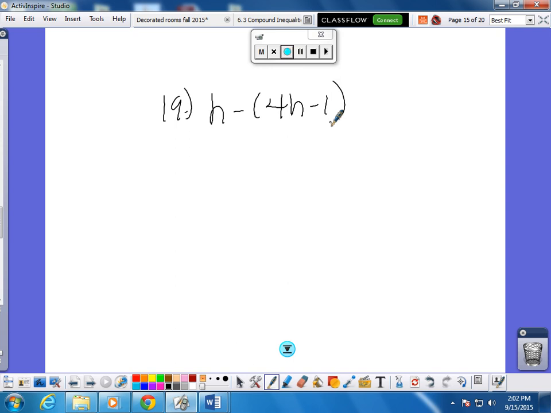Is H the distributive property here? No. Why not? What is separating them? This sign. What does this sign mean? The opposite of. So H I just bring down, and then I find the opposite of a positive 4H, and the opposite of a negative 1.